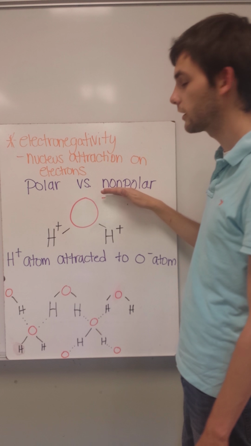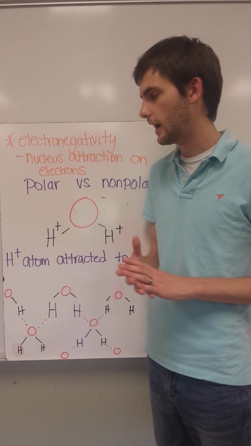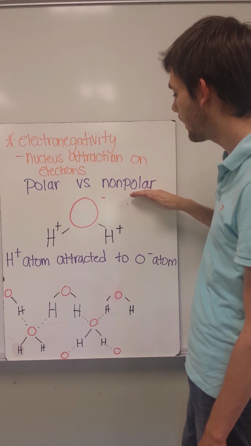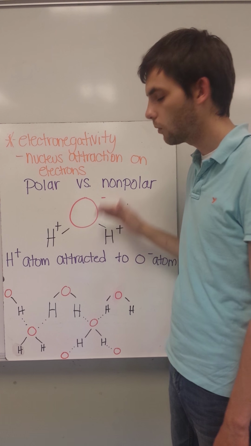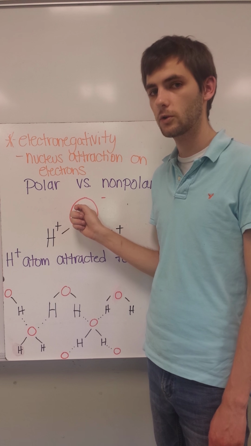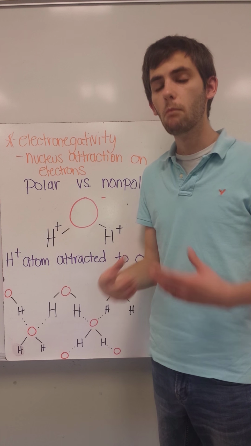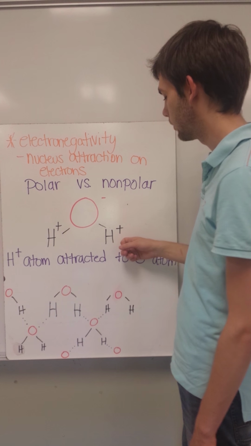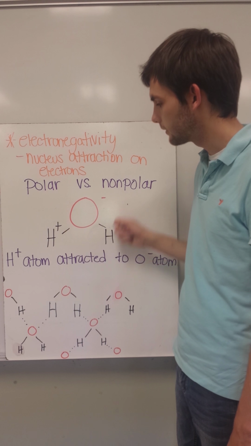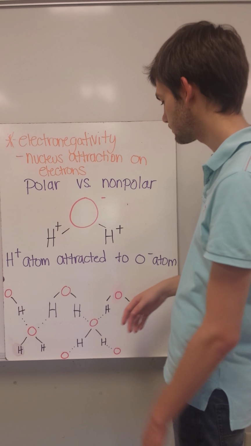If the electrons are shared equally and there's no difference in electronegativity between atoms, that molecule will be nonpolar. So within a water molecule, the oxygen has a higher electronegativity, which means it's going to pull on electrons more so than a hydrogen atom would. So water is an example of a polar covalent molecule.